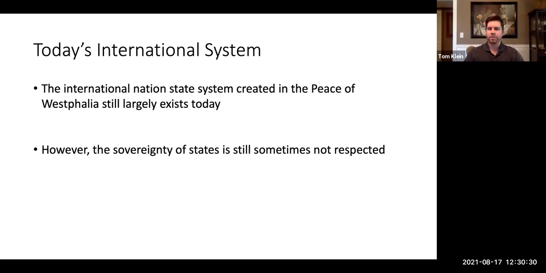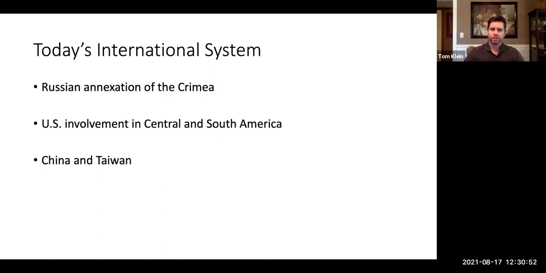The international system we have today was created by the Peace of Westphalia, and it still largely exists with some alterations. Of course, we know that, as I pointed out before, the sovereignty of states is not always respected. We still see some states push for homogeny, and even states like the United States are guilty of not respecting the sovereignty of other nations. We've seen Russia annex the Crimea. Is that respecting their sovereignty? Well, it's complicated because some consider them ethnically Russian, but certainly not respecting their sovereignty.